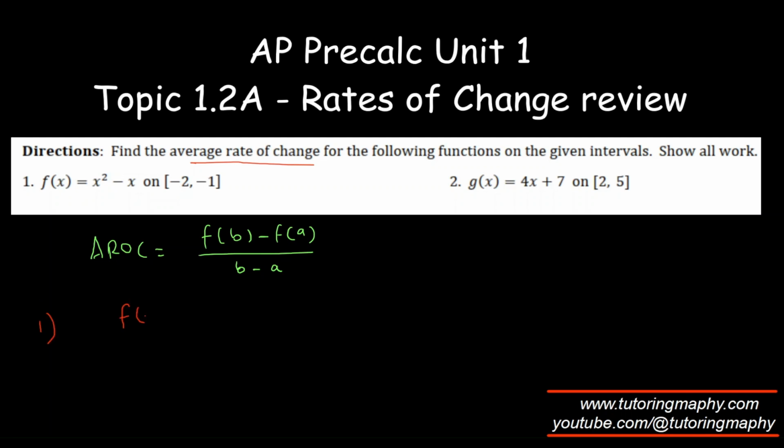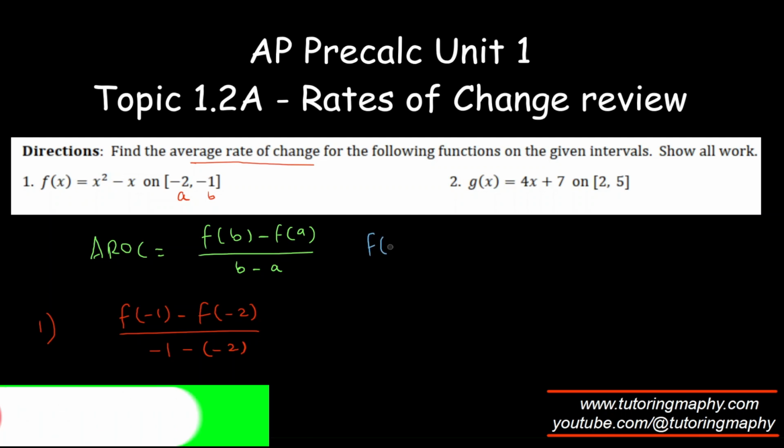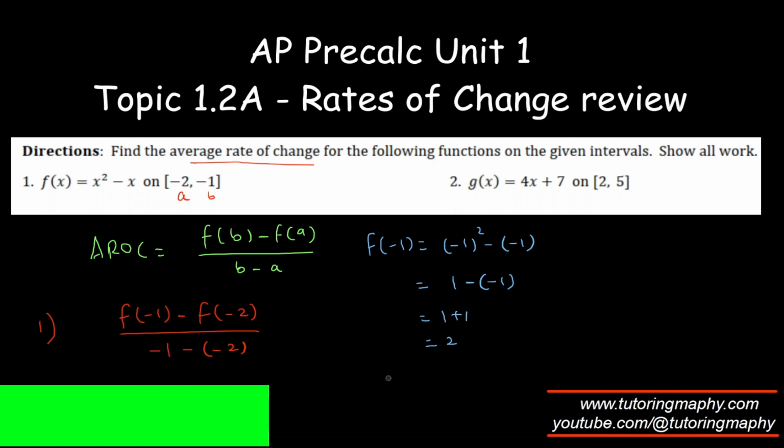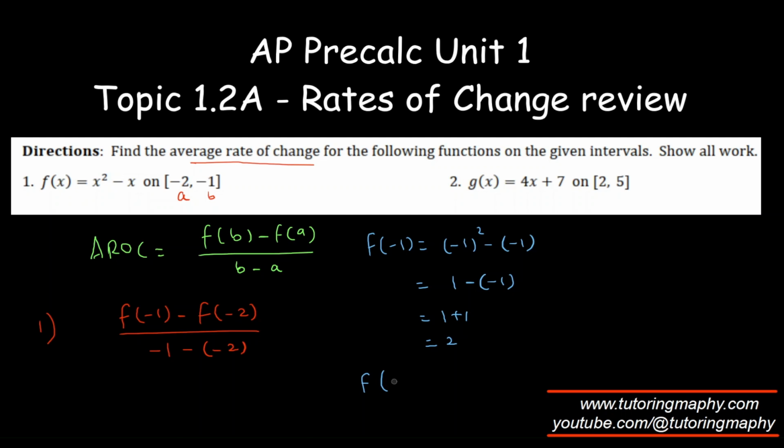It will be f of minus 1 minus f of minus 2 over minus 1 minus minus 2, because this is a and this is b. Okay, let's find these numbers separately. So f of minus 1 will be minus 1 squared minus minus 1, which is 1 minus minus 1, which is 1 plus 1, which is 2, because double negatives, right? And f of negative 2 is going to be negative 2 squared minus negative 2, which is 4 minus minus 2, again double negatives.